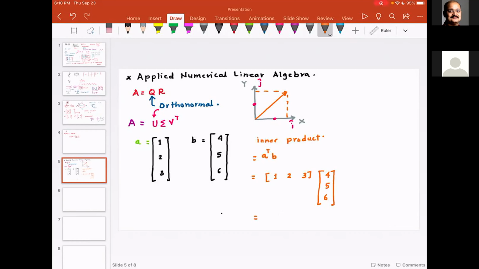If I expand this inner product, please note this is going to become 4 times 1 plus 2 times 5 plus 3 times 6. And you're going to get just one number. So it will be 4 plus 10, 14, plus 18, so 32. You get a single number. The inner product is nothing but a dot product.